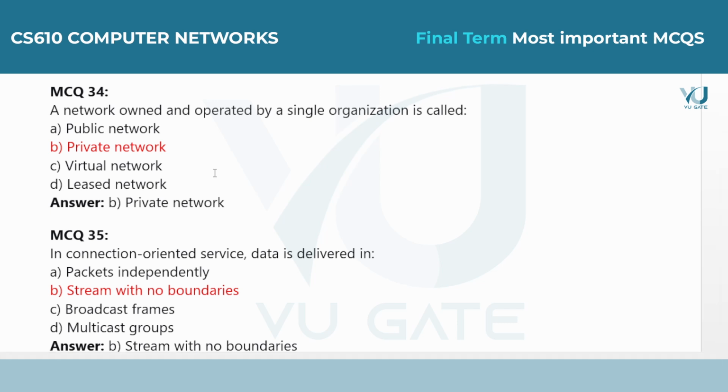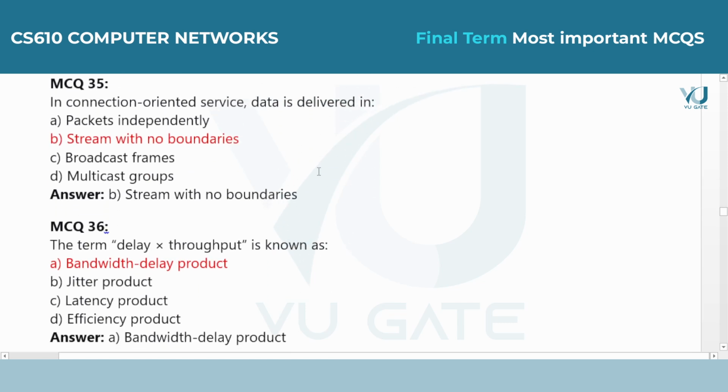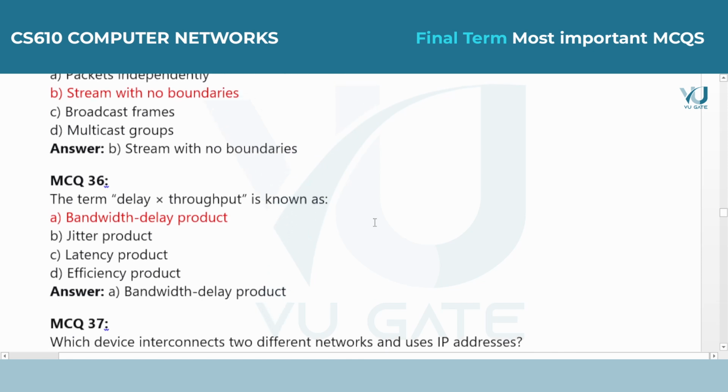MCQ 34. A network owned and operated by a single organization is called. Answer: B. Private network concept. Unlike public networks like the Internet, a private network is restricted to a specific group or company for internal security and control. MCQ 35. In connection-oriented service, data is delivered in. Answer: B. Stream with no boundaries concept. In this model, the application perceives the data as a continuous byte stream, and the transport layer manages the segments without the user seeing packet gaps.